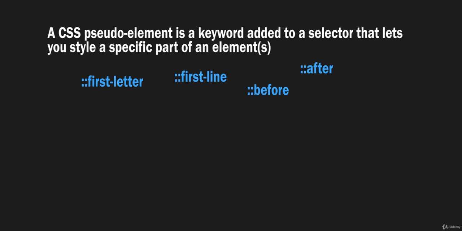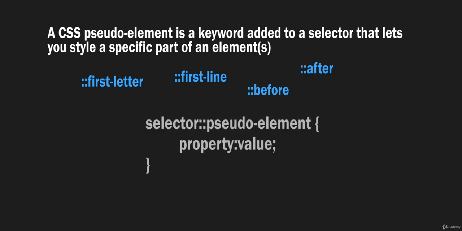And how does the code look? Well, we can see here on the screen, we have to choose a selector, and then we use a double colon. Then we use the pseudo element we want to implement, and then we just implement the property value. Okay, so you'll see how this works. I'm going to show you now.